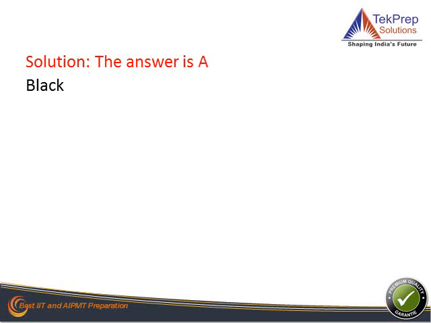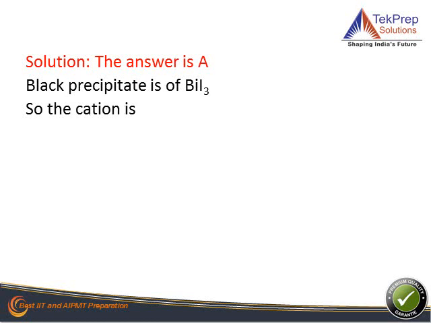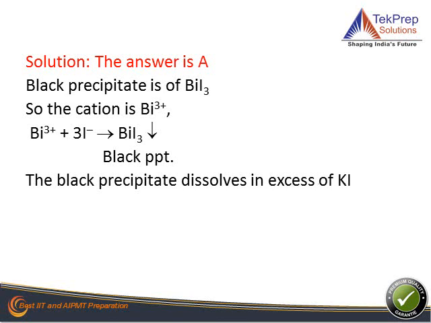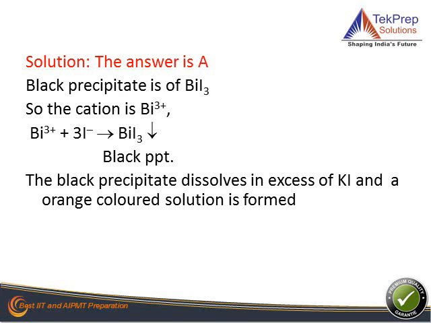The correct answer is option A. The negative and positive ions form a covalent bond to give us a black precipitate, and when more potassium iodide is added, it gives us an orange solution. So option A is the right answer.